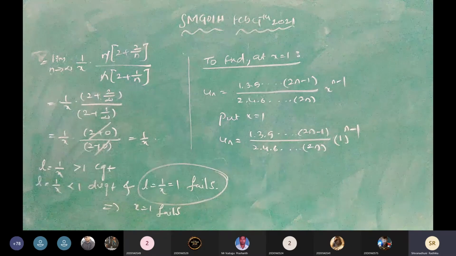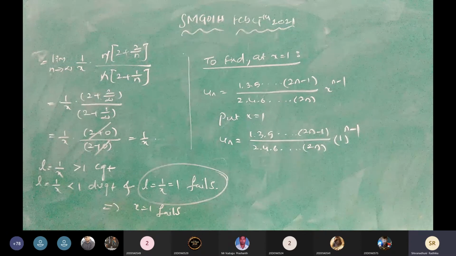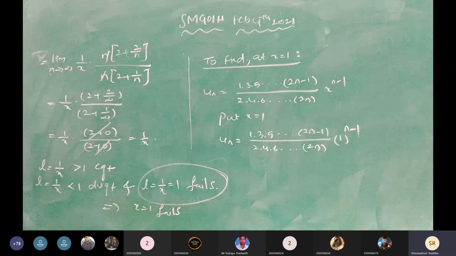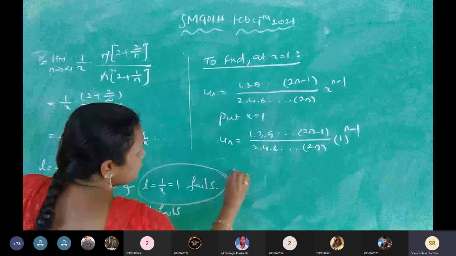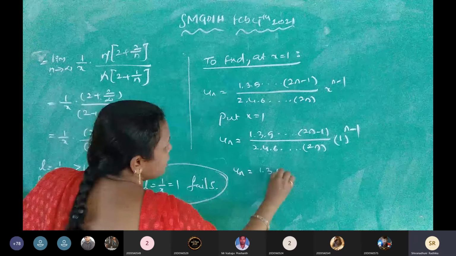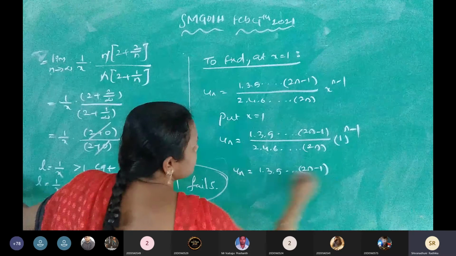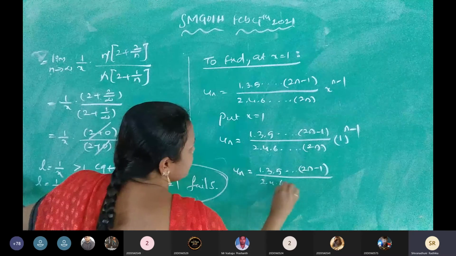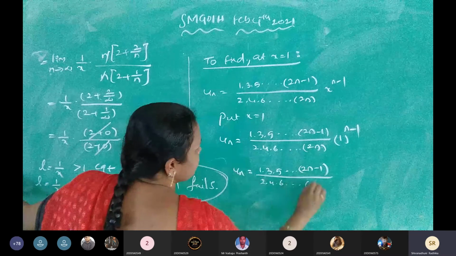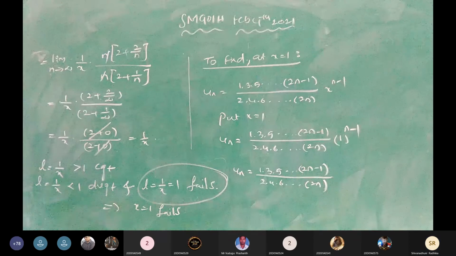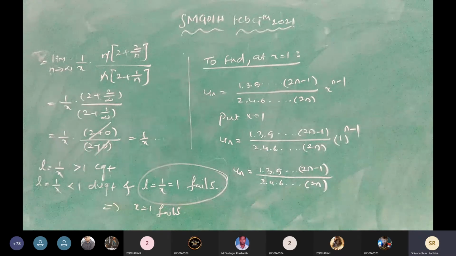1 power any value is 1, either that power is an unknown value or negative value or infinite. Now 1 power any is equal to 1, and Un equals to what here? 1 into 3 into 5 up to 2n minus 1 by 2 into 4 into 6 up to 2n. It is clear, all of you? Take a pic, all of you, please.